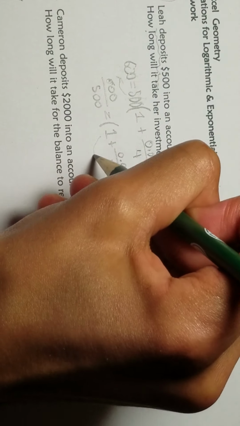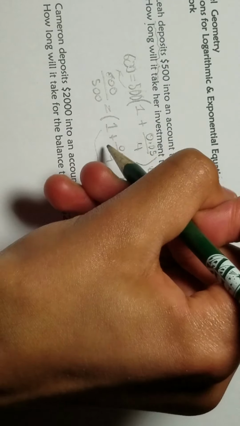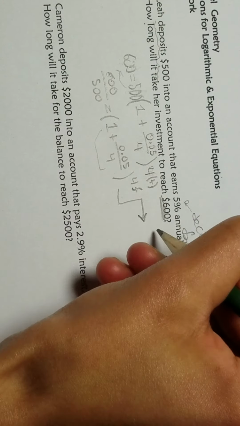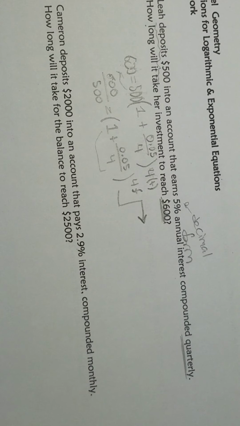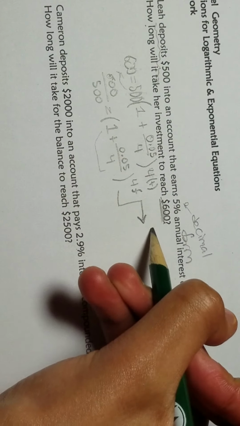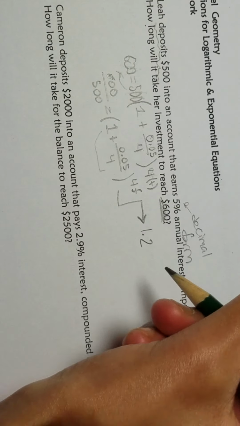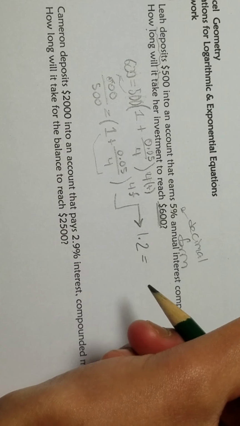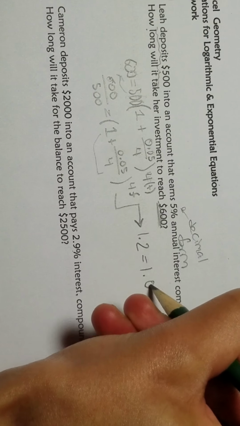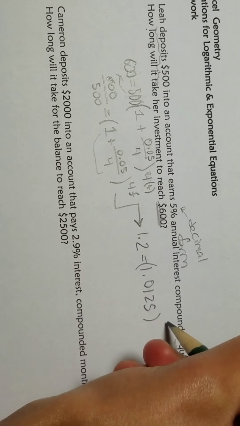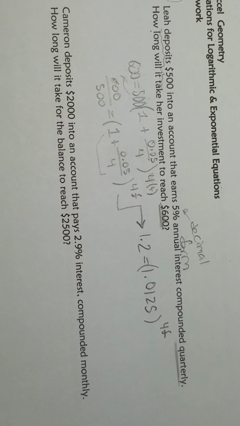So now this area right here has been put together, and I'm going to put an arrow to show the steps. 600 over 500 is 6 over 5, 1.2 for this part. This is 1.2 here, so 1.2 equals 1.0125. Now, that is still in parentheses with the 4t.